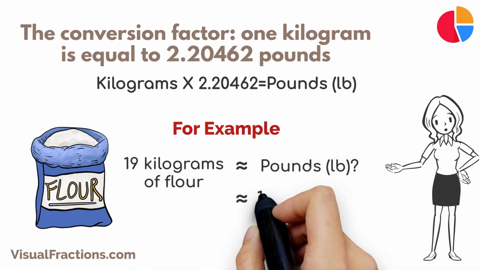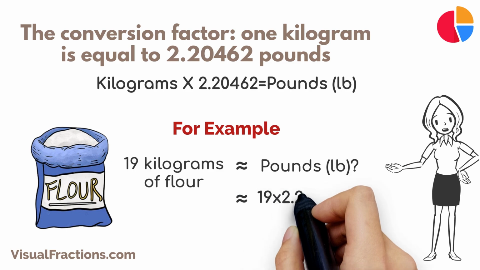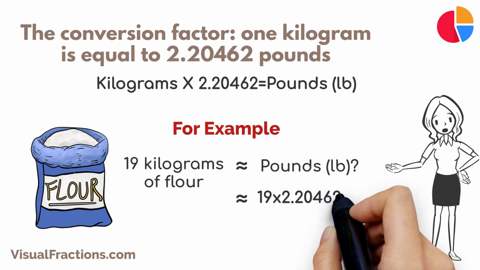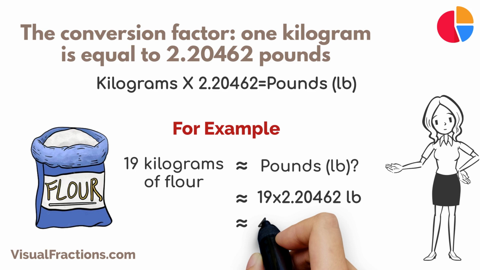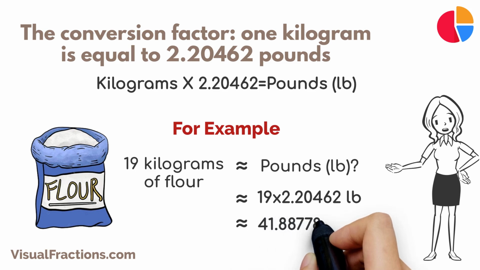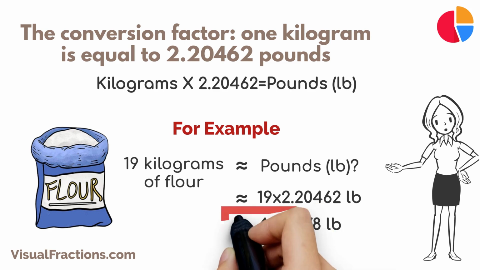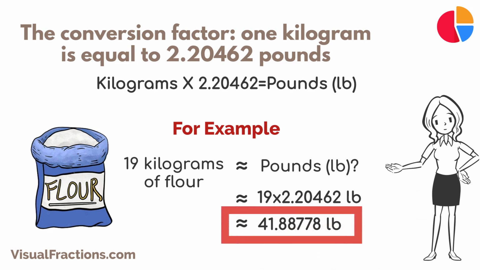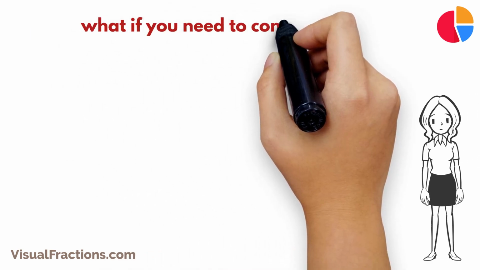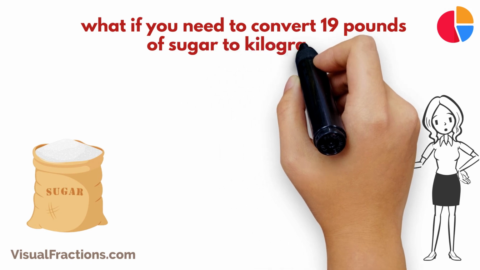We start by multiplying 19 by the conversion factor of 2.20462. This gives us approximately 41.88778 pounds, and that's it, we're done. 19 kilograms of flour is equal to approximately 41.88778 pounds. But wait, what if you need to convert 19 pounds of sugar to kilograms?